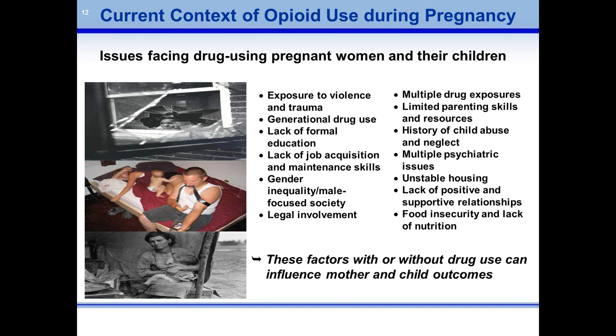We know that, for example, well over 90% of women in opioid dependence treatment who are pregnant are smokers. Many of them are also using alcohol or using benzodiazepines or cocaine or marijuana. So we need to be thinking of those drugs in combination with either the opioid and with our opioid medications that we'll use to treat the opioid dependence. They often have limited parenting skills, multiple psychiatric issues, unstable housing, and food insecurity and lack of nutrition, as well as dehydration.